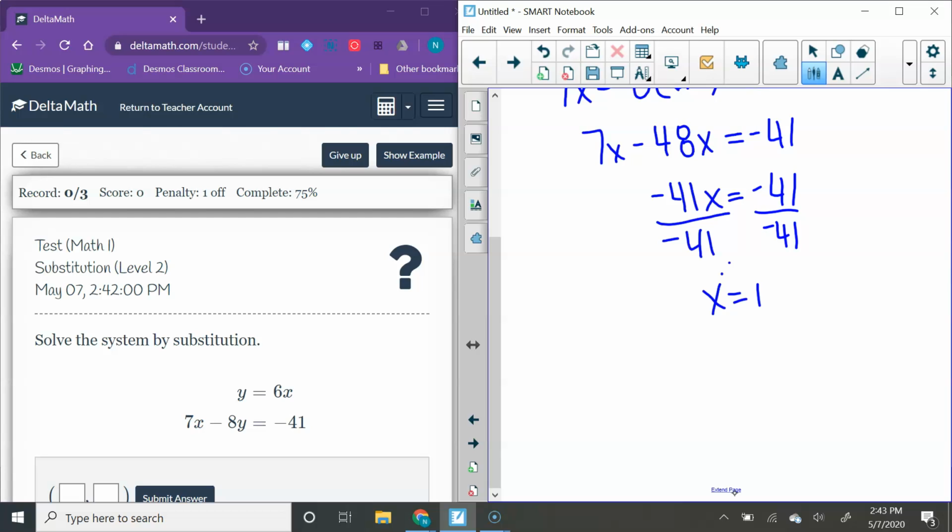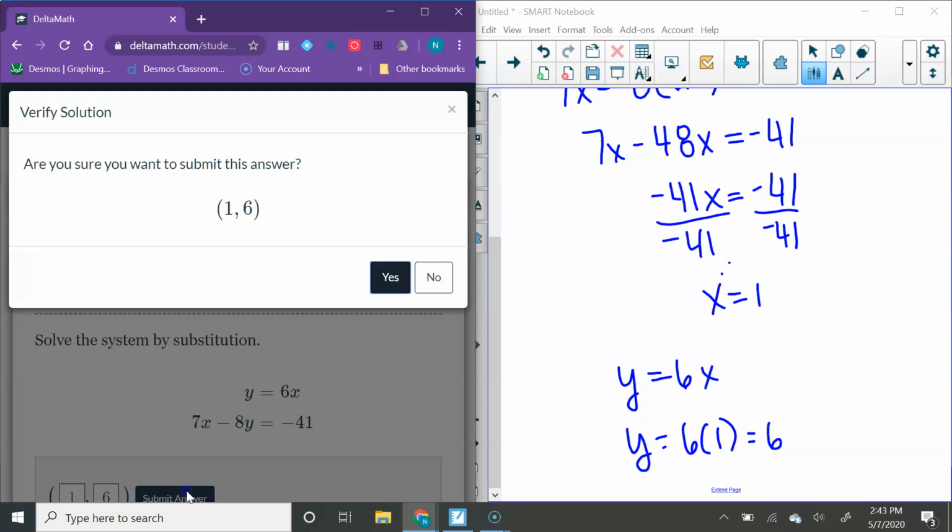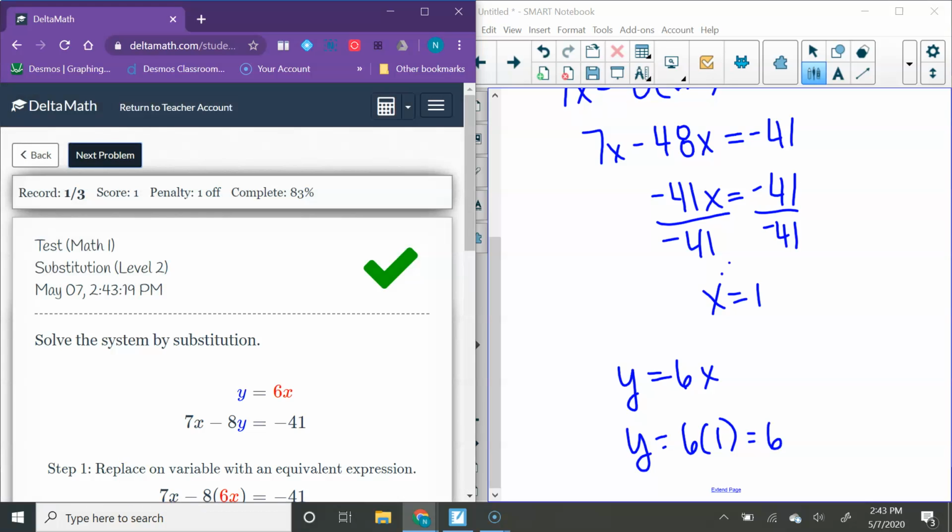Okay, you're just going to plug back into one of those equations. The top one's definitely easier. Y equals 6x. So y equals 6 times 1. So we get 6 for that y coordinate. So we'll type our answer in over here, 1, 6. That's correct.